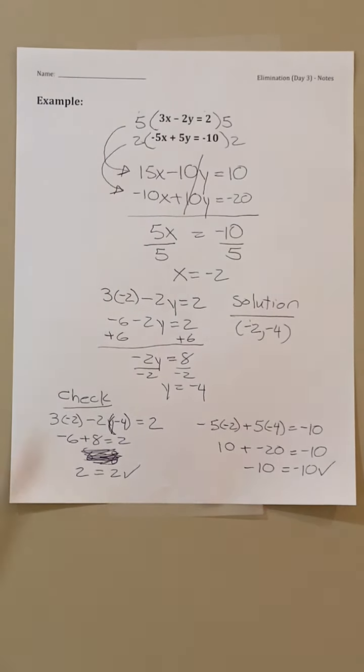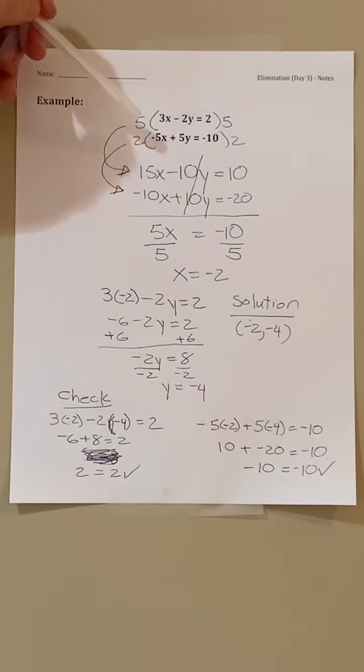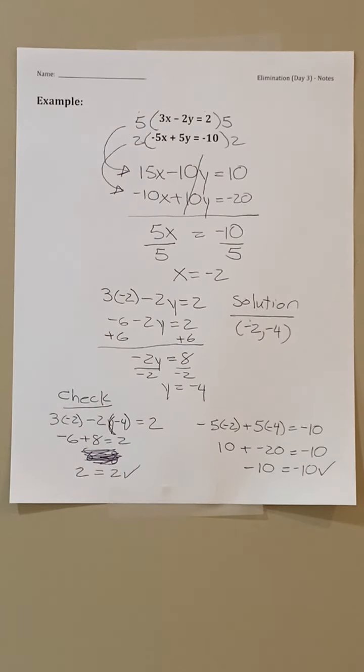So this is our final method of elimination that we will use when we have to multiply both equations by a number in order to get a variable to eliminate. And now you should be ready to begin today's assignment.